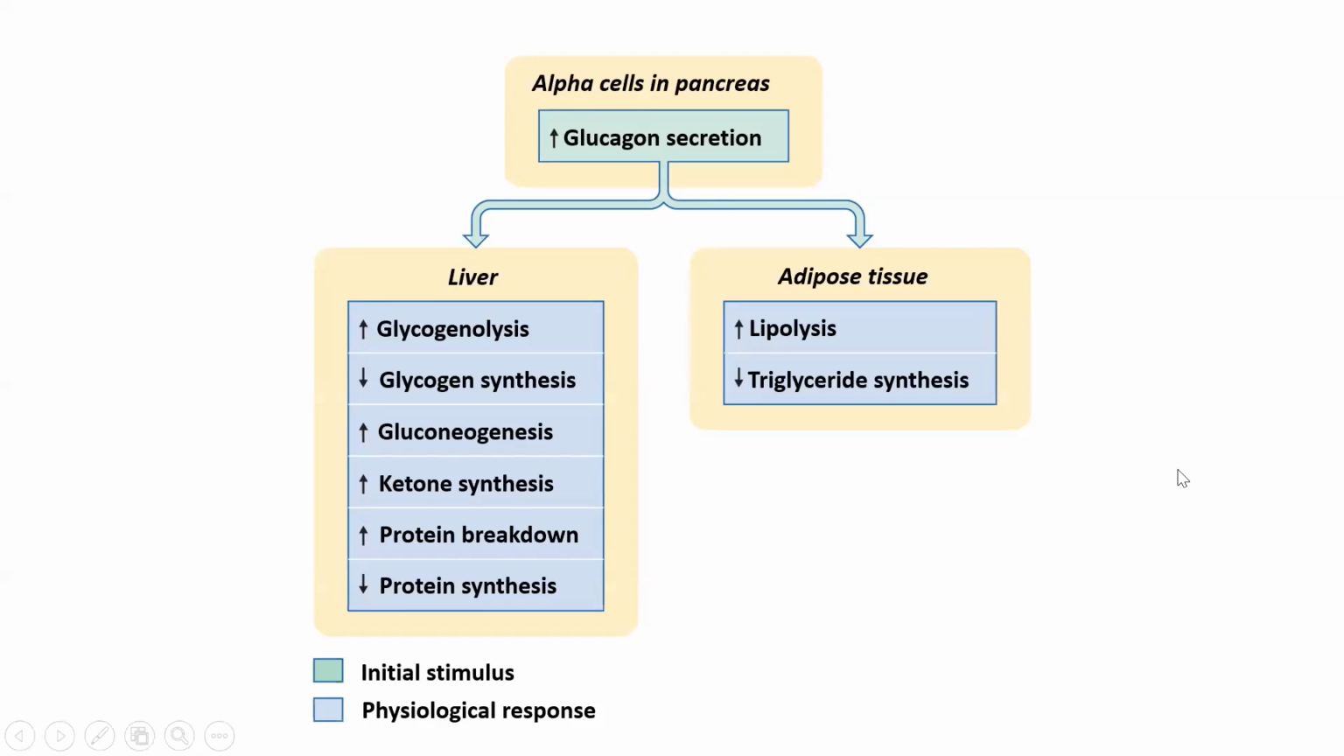So this is kind of an overview of what glucagon does. It's secreted from the alpha cells in the pancreas. In the liver, it's going to increase glycogenolysis, or breaking down glycogen to liberate glucose. It's going to decrease glycogen synthesis, right? We're not trying to store things during this period, if we haven't had food for a while. It's going to increase gluconeogenesis, so the production of new glucose from other sources, and increase ketone synthesis.